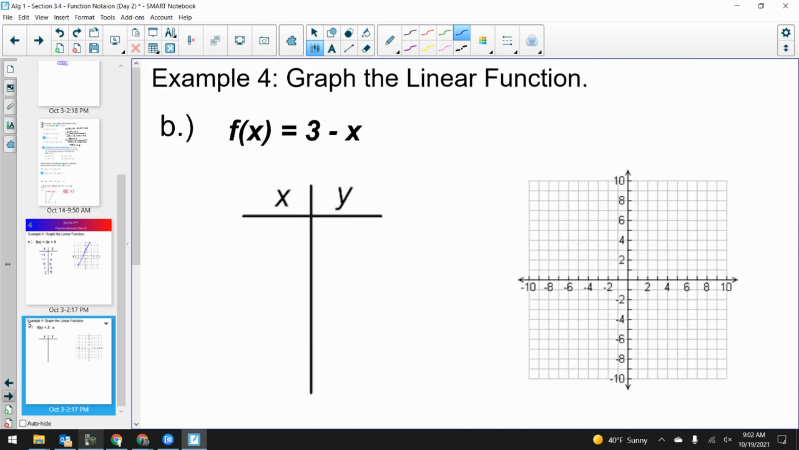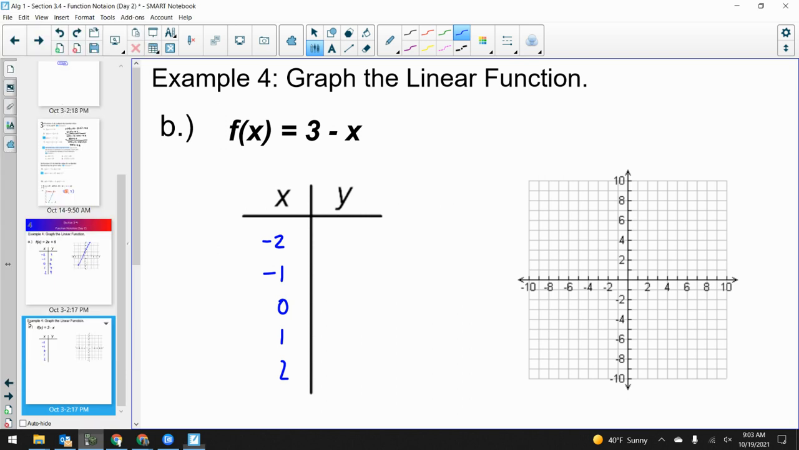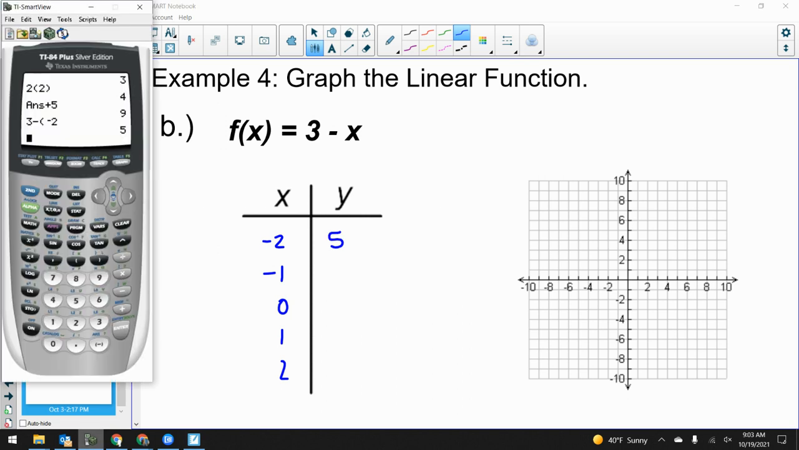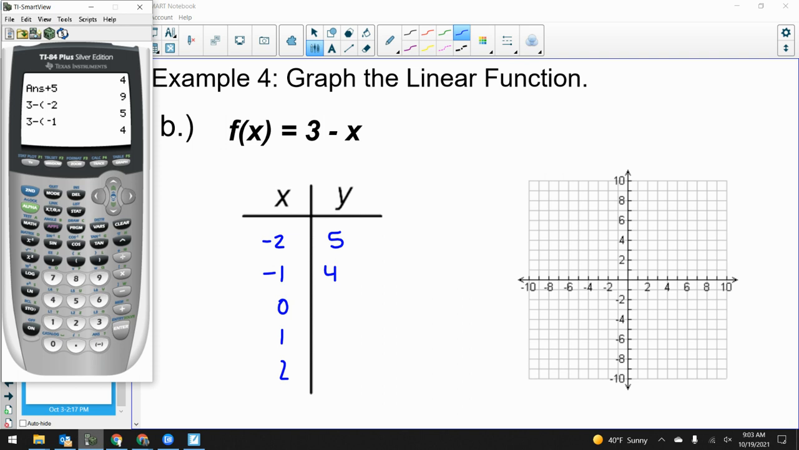Okay, same thing here. f of x is equal to 3 minus x. And again, because I presented it to you this way, f of x, you know it's a function. Let's do negative 2, negative 1, 0, 1, and 2. And let's graph our line accordingly. All right, we take 3 minus negative 2, positive 5. We take 3 minus negative 1, positive 4. We take 3 minus 0, well, that's 3.